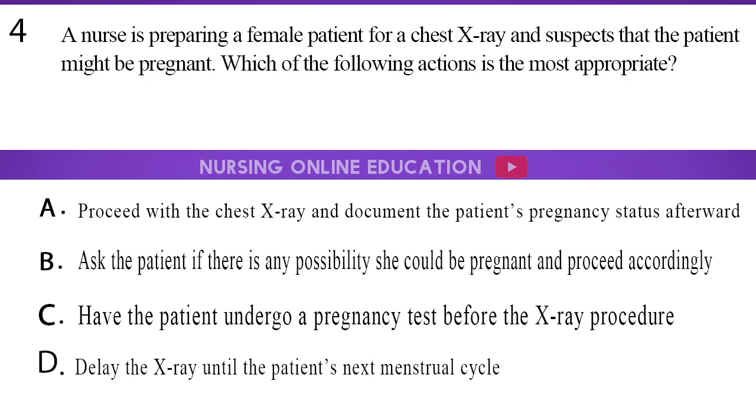4. A nurse is preparing a female patient for a chest X-ray and suspects that the patient might be pregnant. Which of the following actions is the most appropriate? A. Proceed with the chest X-ray and document the patient's pregnancy status afterward. B. Ask the patient if there is any possibility she could be pregnant and proceed accordingly. C. Have the patient undergo a pregnancy test before the X-ray procedure. D. Delay the X-ray until the patient's next menstrual cycle.